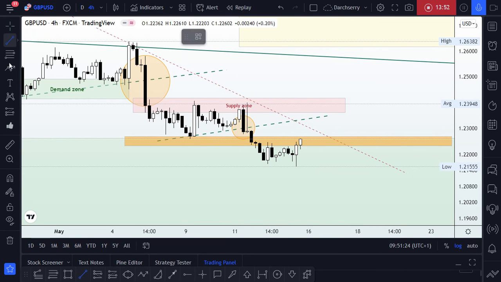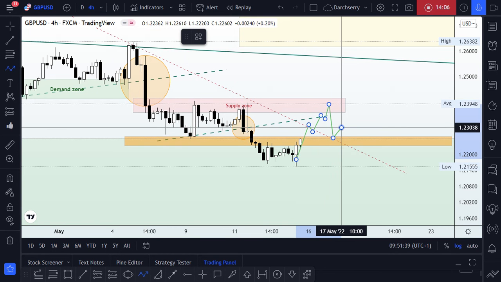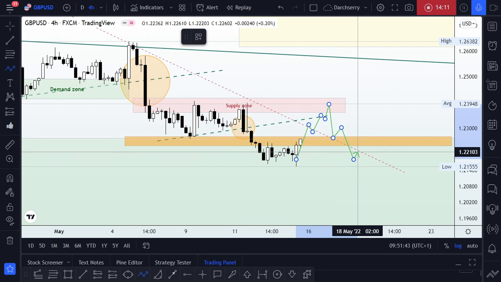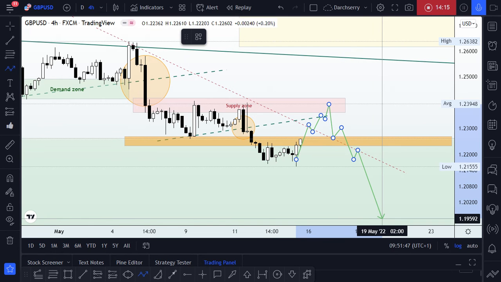Secondly, if we see structures in the form of a rejection of this trend line, or probably a strike into the supply zone, and we see price come back down, then we want to be looking for a breakdown of this key level, which also shares a confluence with the breakdown of that trend line, to look for opportunities to go downwards.